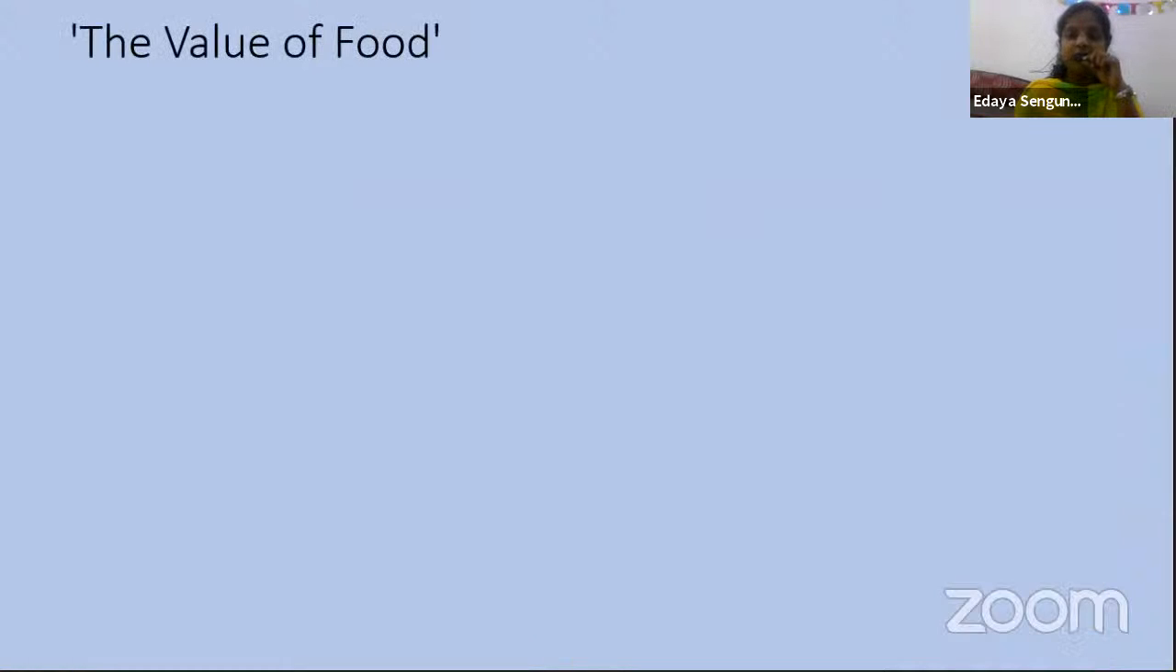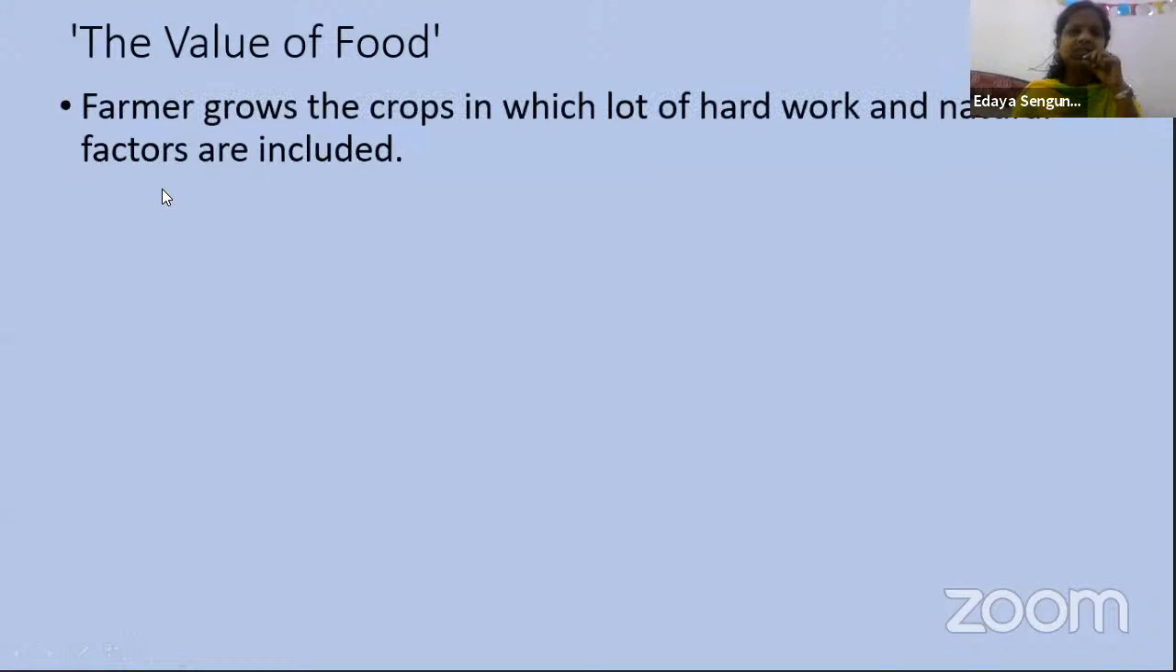Okay, now the value for food. This is very, very important. Why do we have to value the food? Can anybody say? Because it is our need. Yeah, exactly. It is our need. Not only our need, it is every living thing or living animal. Everyone needs food to survive.